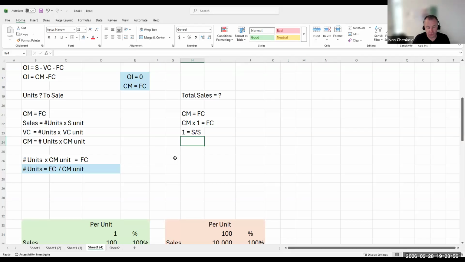Well, if that is true, then can I do this? Contribution margin times sales divided by sales equal to the fixed cost. Did I change the formula? But now I can do some tricks. What will be the tricks? The trick will be contribution margin divided by sales times sales has to be equal to fixed cost. Can I do that?